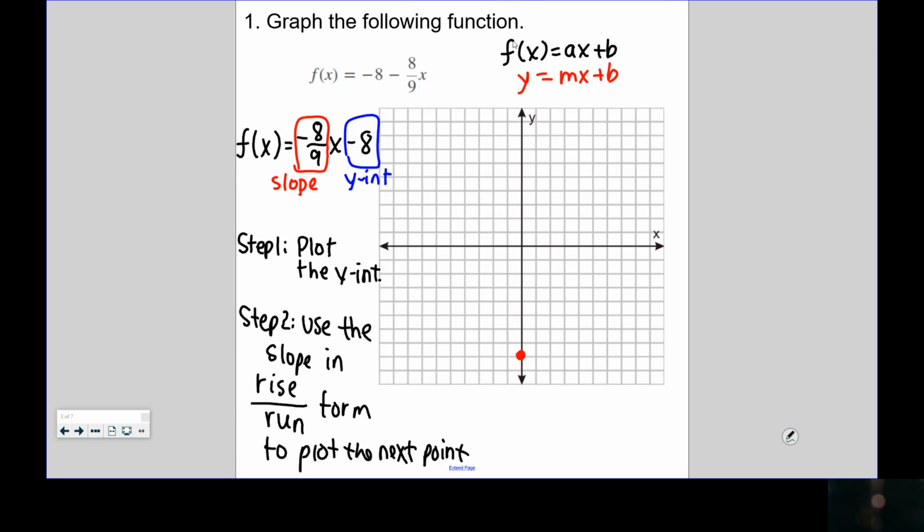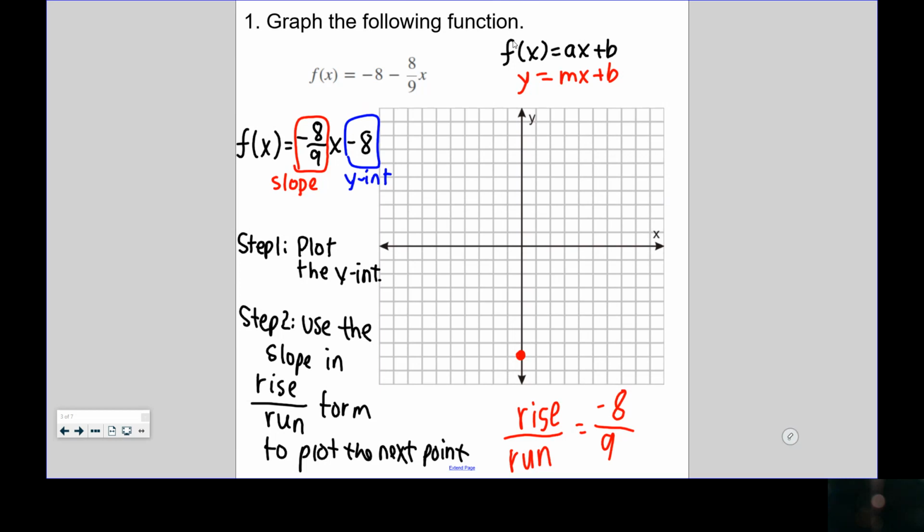All right, so we're going to use the slope and rise over run form to plot the next point. So our slope here, just going to write this down here, rise over run. So our slope is negative 8/9. So this would tell us to go down 8 and to the right 9, but we can't go down 8 because we would be off the graph.